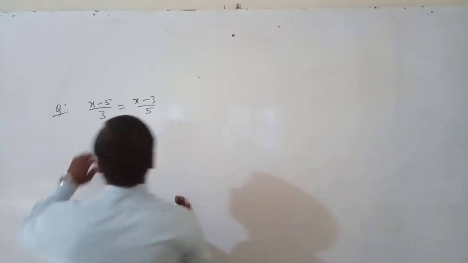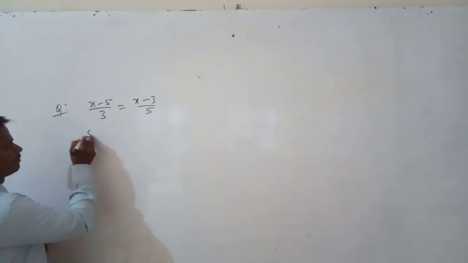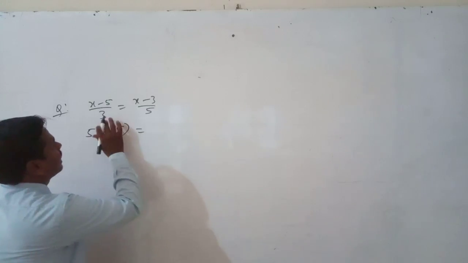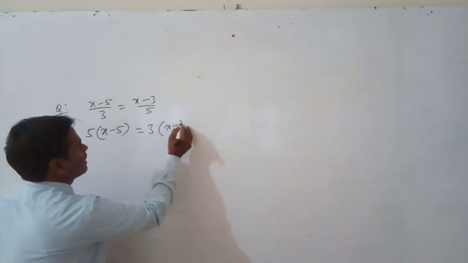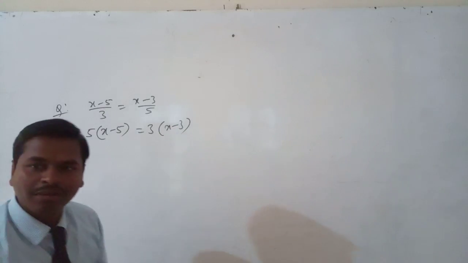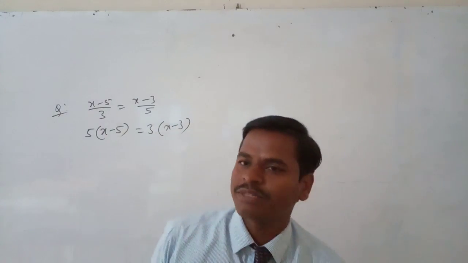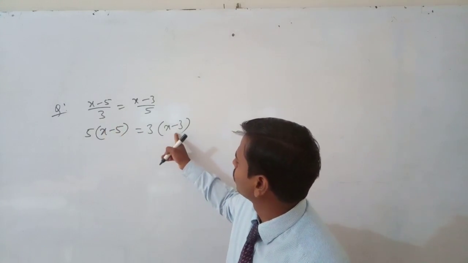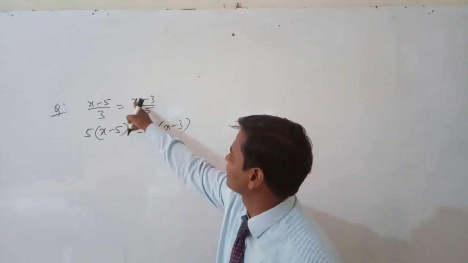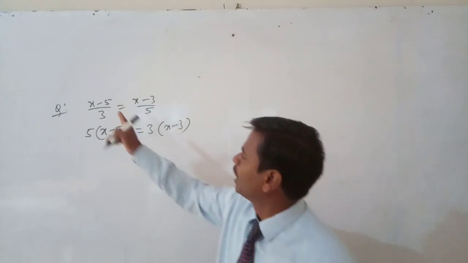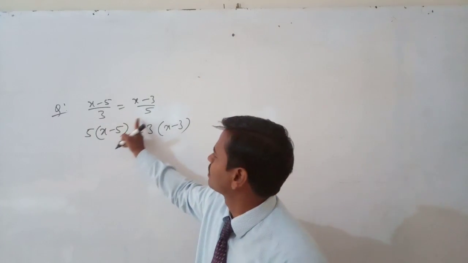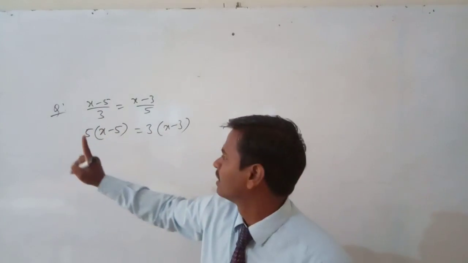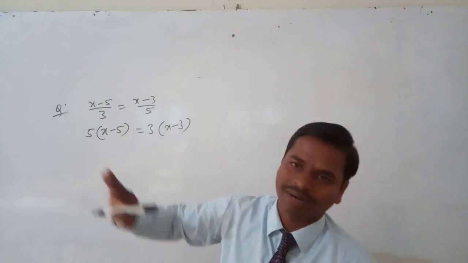So what will it become here? 5 into bracket x minus 5 equals 3 into bracket x minus 3. I am shifting the denominators on both sides. Division will become multiplication. I will keep the bracket and numerator the same. I am shifting just the denominators. Now remove the multiplication and remove the brackets.